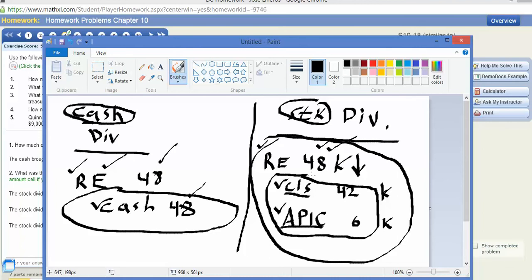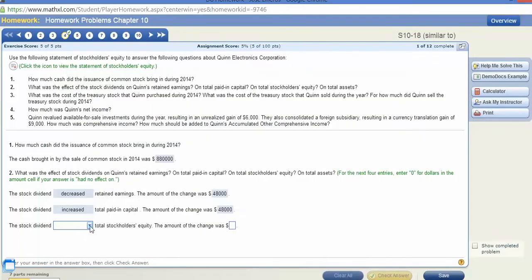Now the bad news is this entry reduced stockholders' equity. So this goes down. This drops stockholders' equity by 48,000. This increases stockholders' equity by 48,000. So no effect. Let's look at the next one.